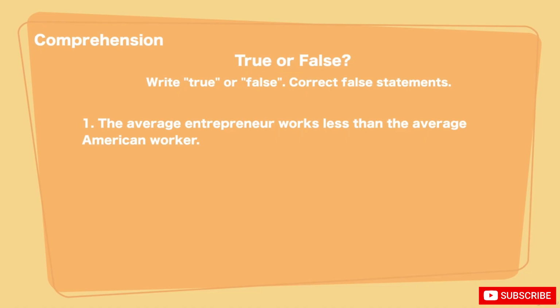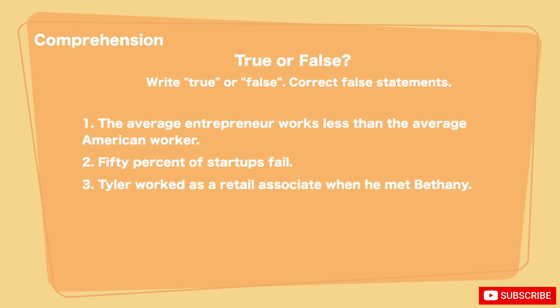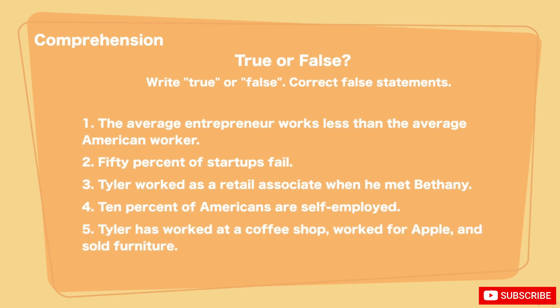Number 1. The average entrepreneur works less than the average American worker. Number 2. 50% of startups fail. Number 3. Tyler worked as a retail associate when he met Bethany. Number 4. 10% of Americans are self-employed. Number 5. Tyler has worked at a coffee shop, worked for Apple, and sold furniture.